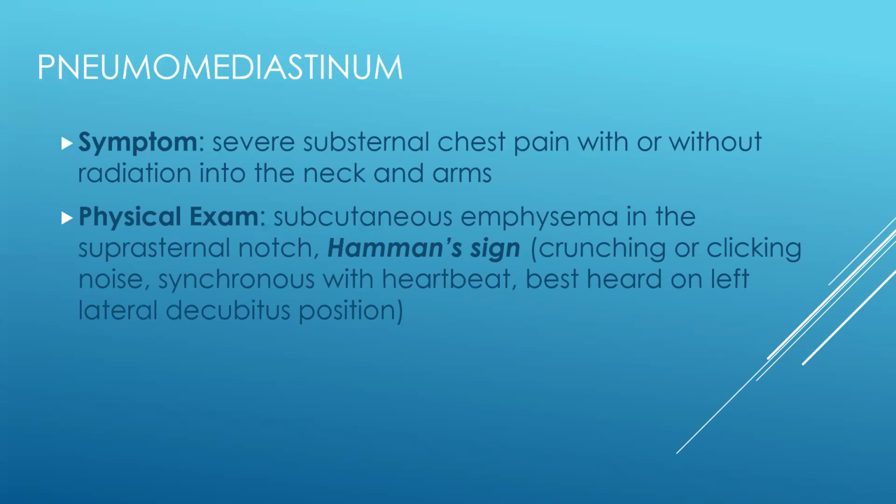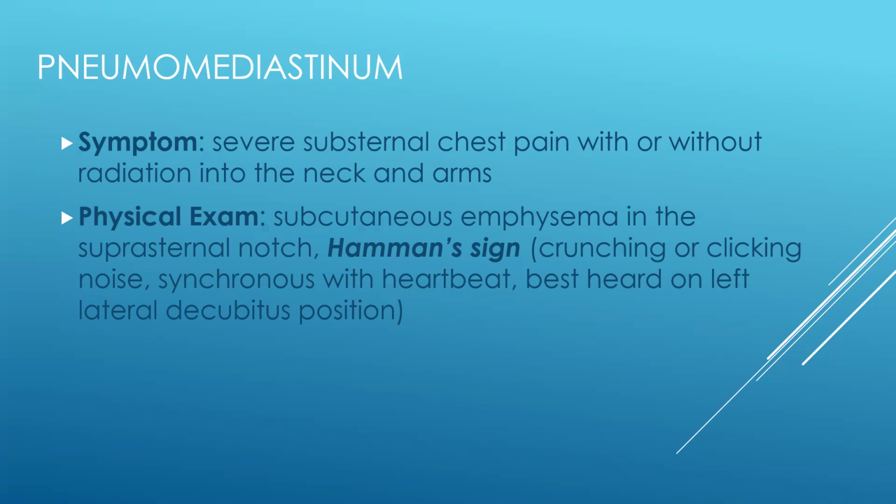So more commonly seen in your suprasternal notch. And you can also encounter the Hammond sign or Hammond's crunch. This is a crunching or clicking noise that is synchronous with the heartbeat and is best heard on a left lateral decubitus position. So when your heart beats, it doesn't stay still. It usually moves forward and backward in your mediastinum.